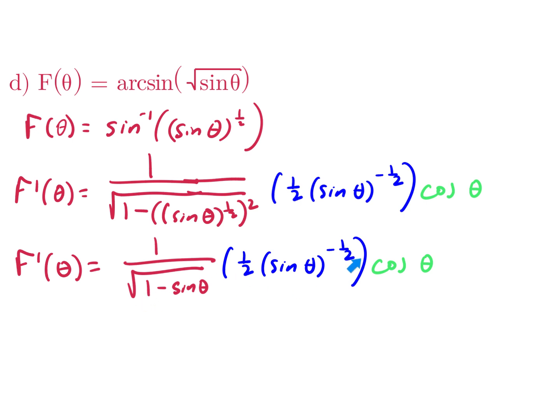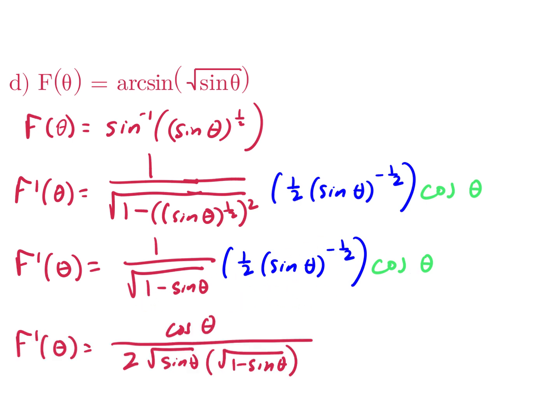The 2 can go down. This can also go down. The cosine can go up. So this 2 went down. This square root of sine went down. This went down, and the cosine went up, and we're done.